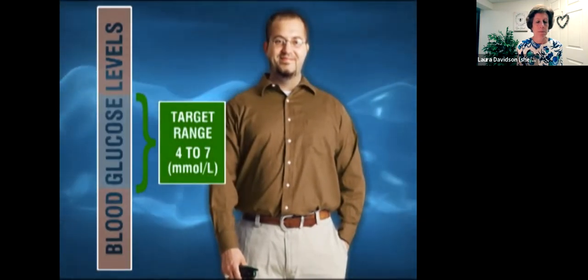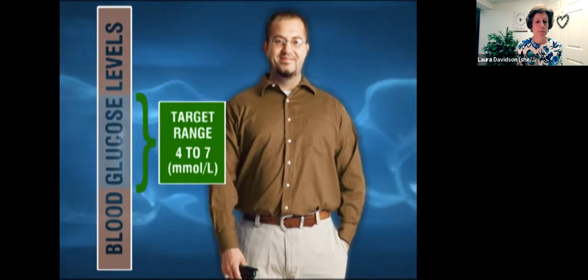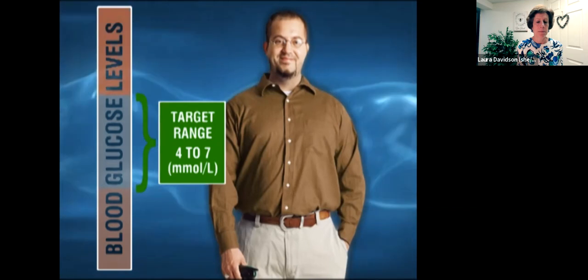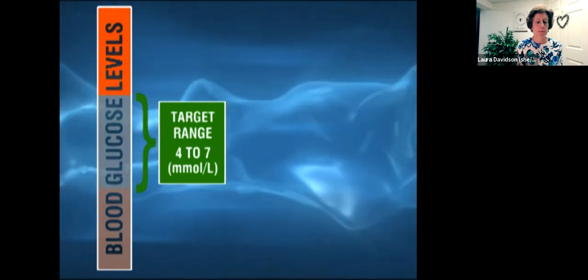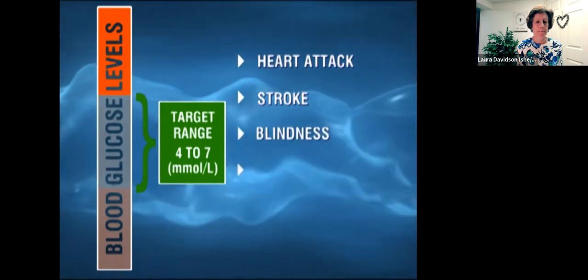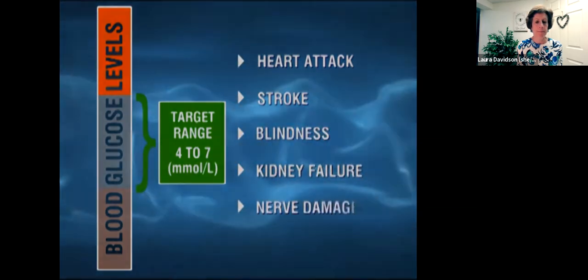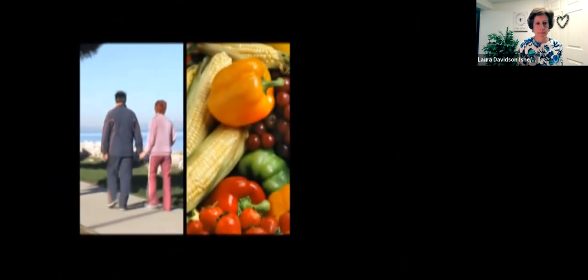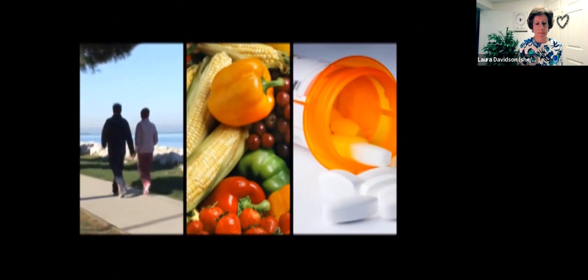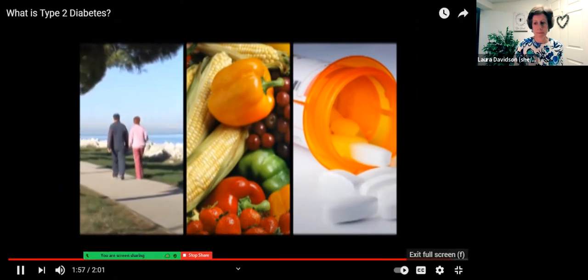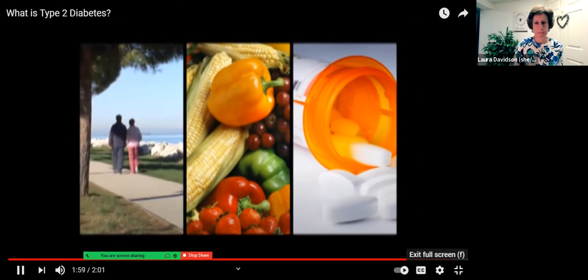As a person with type 2 diabetes, it is important to monitor and maintain healthy blood glucose levels. Over a long period of time, high blood glucose levels can lead to serious health complications such as heart attack and stroke, blindness, kidney failure, and nerve damage. By getting daily physical activity, eating a healthy diet, and taking your prescribed medication, you will decrease your chances of developing complications from diabetes.